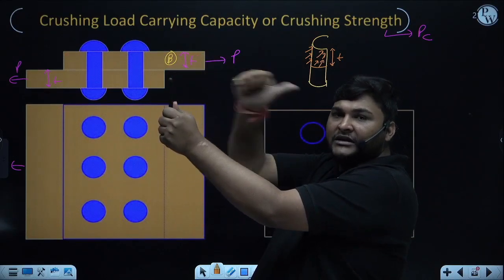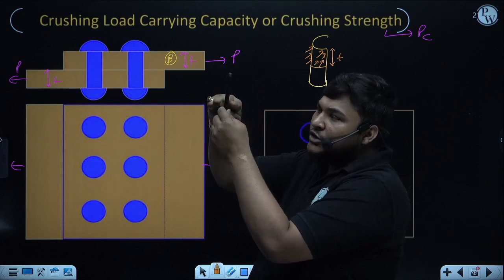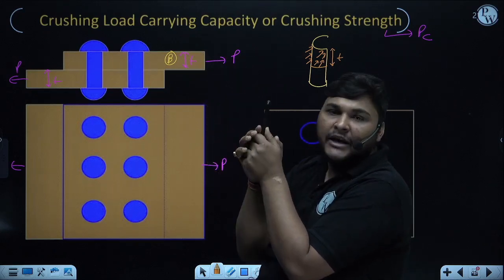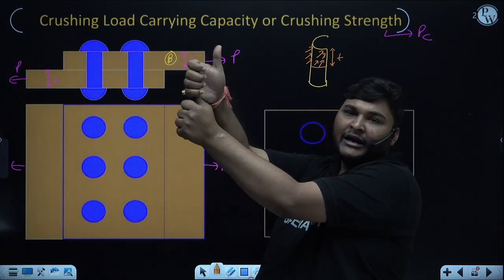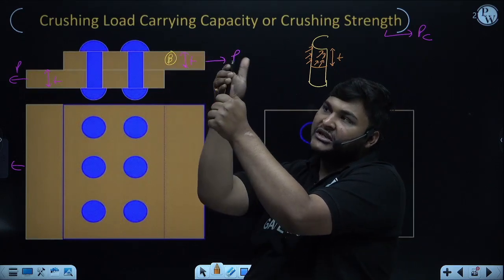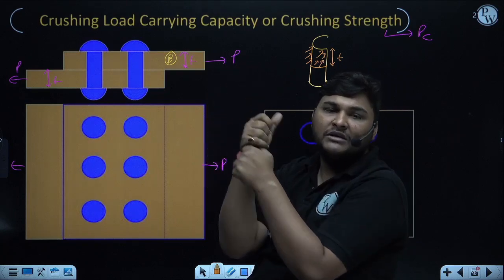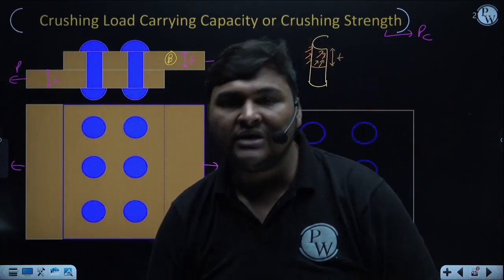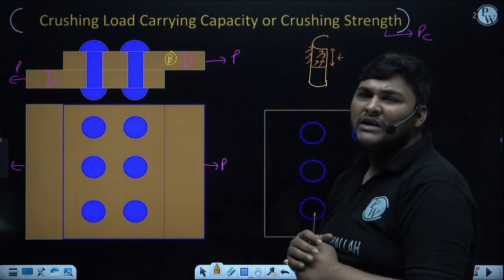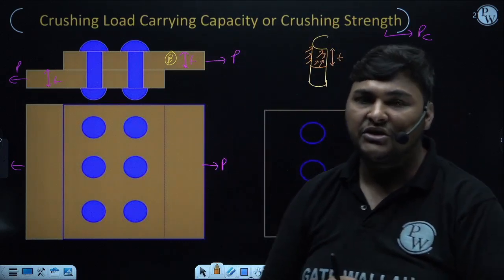If I try to pull plate B in this direction, one, it will try to break this rivet from this plane, which is shearing failure. Another, it will try to apply a crushing or compressive stress in the half portion of this rivet. You can imagine this, in the half portion of this rivet. And this stress is known as crushing stress or compressive stress in the rivet. Generally, we denote this stress as crushing stress.